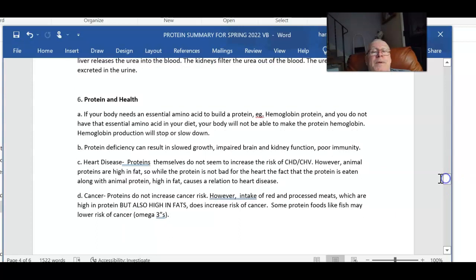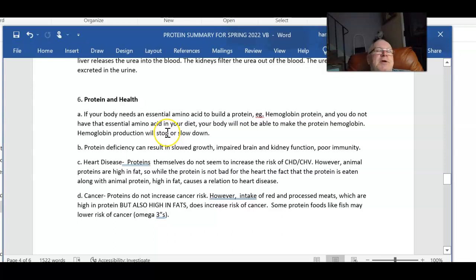Protein and health. If your body needs an essential amino acid to build a protein, for example, hemoglobin protein, and you do not have that essential amino acid in your diet, your body will not be able to make the protein hemoglobin. Hemoglobin production will stop or slow down. In other words, the essentials you have to get in your diet, and if you don't get them, there might be certain proteins that won't be made in the proper amounts in your body.